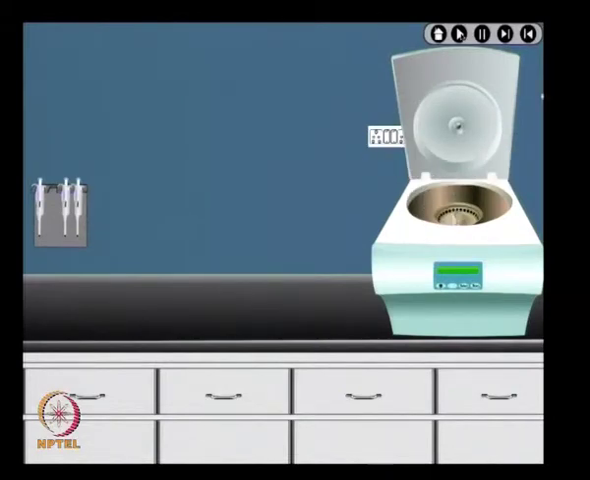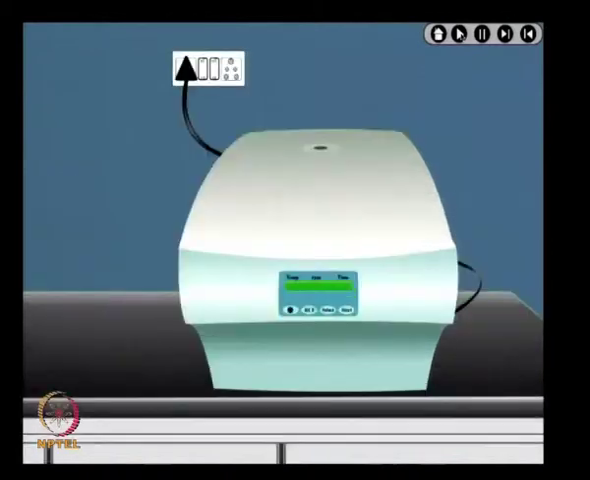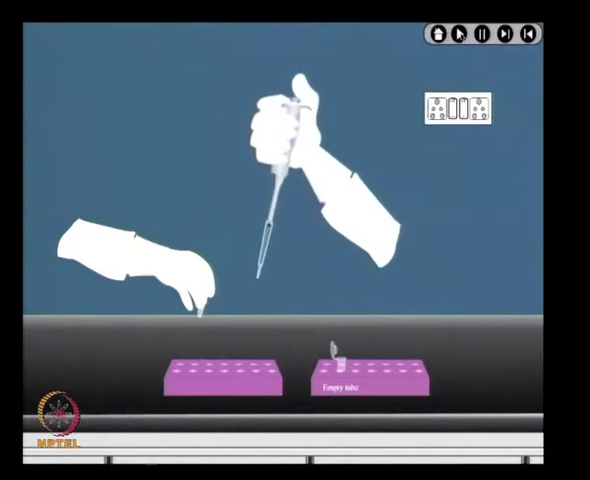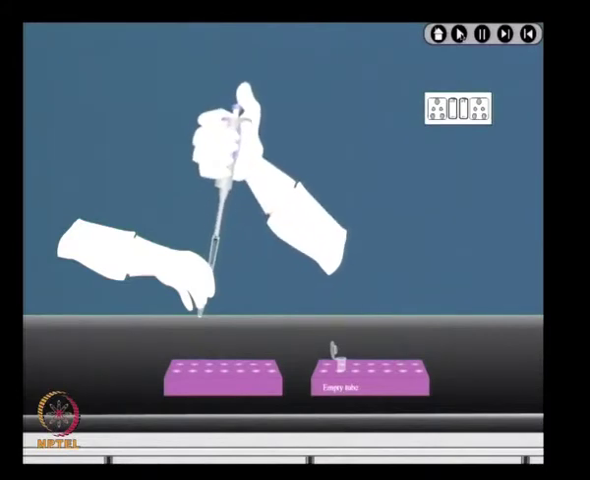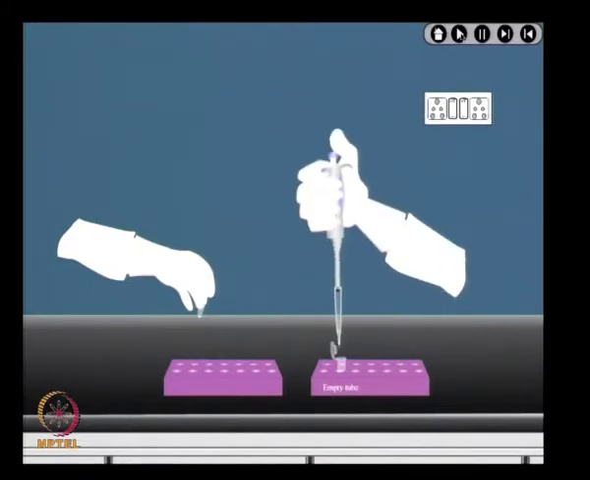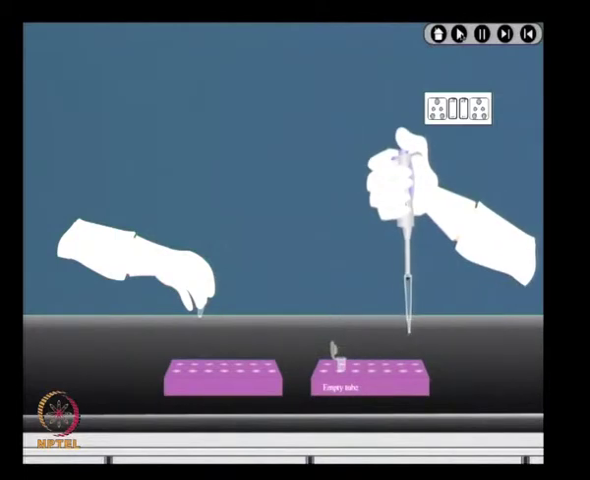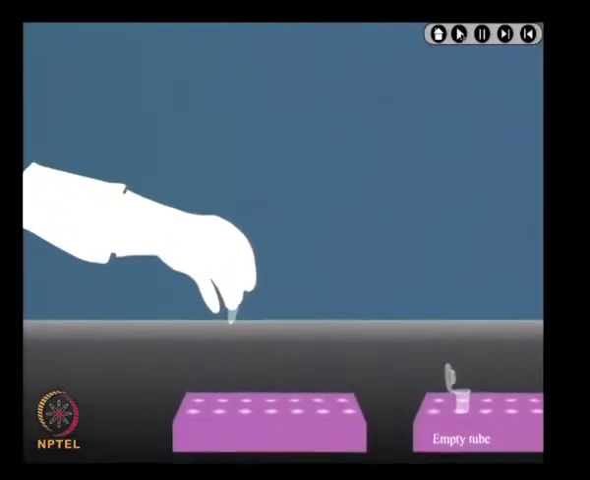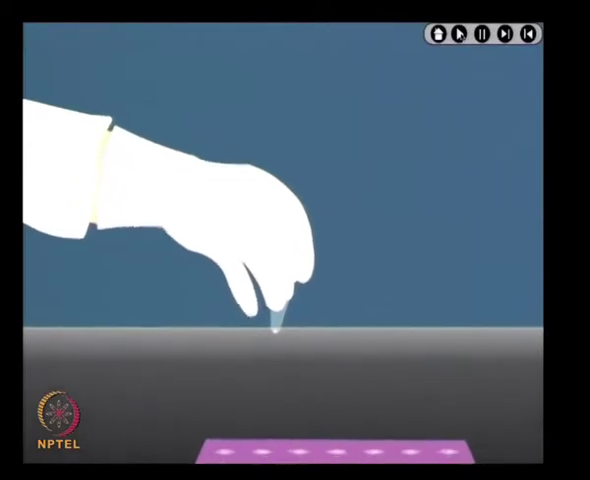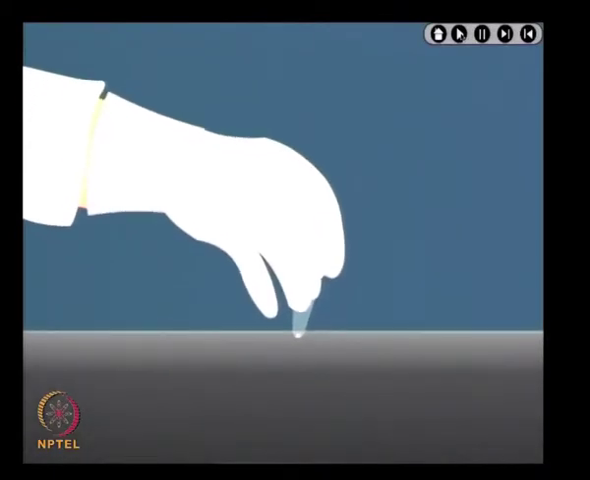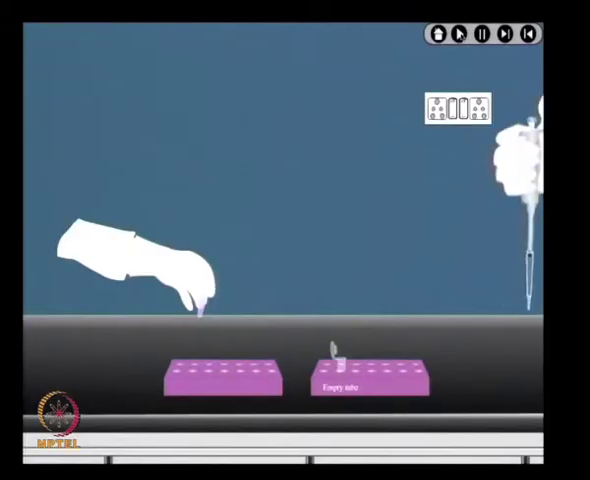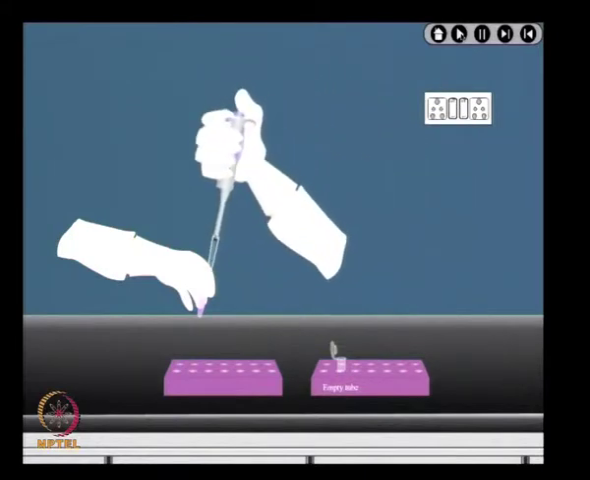to suspend the white precipitate and keep at room temperature for 3 minutes. Centrifuge the mixture at 12,000 rpm for 15 minutes at 4 degrees to precipitate the DNA. To the clear pink layer, add 4 volumes of chilled acetone and keep it at minus 20 degrees for 20 minutes.